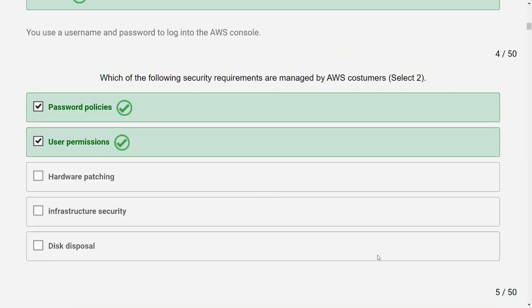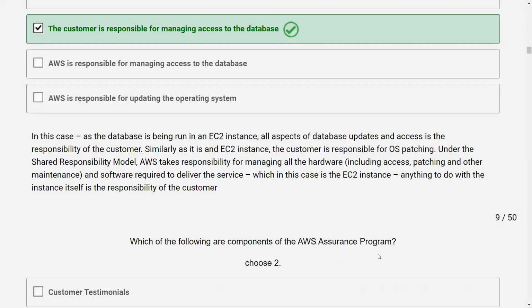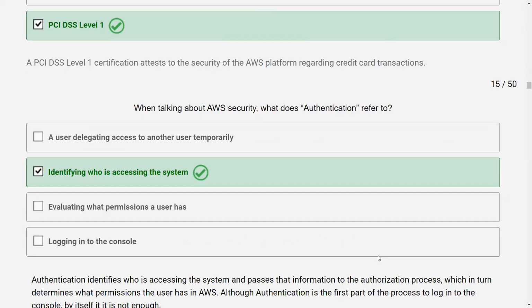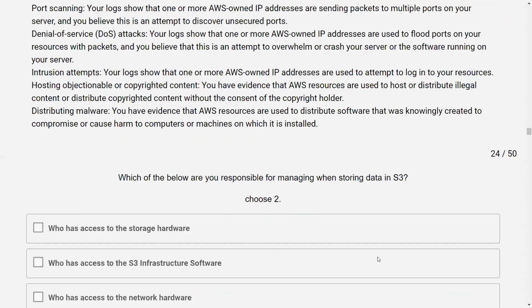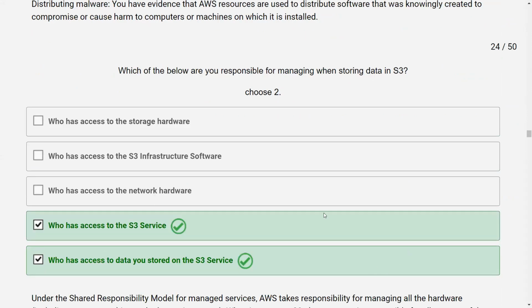Question 25. Judith, which of the questions that you said we should go back to? Yes, that's it, 25. So responsibility for managing when storing data in S3. You are looking at who has access to S3. So this one, instead of service, it should have been who has access to the bucket rather. I think that would be the best, right?